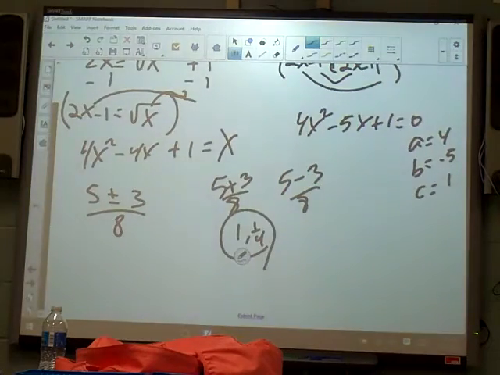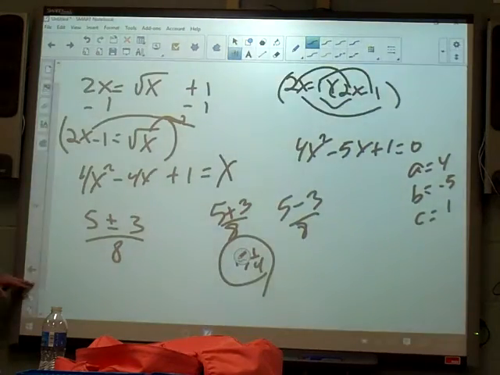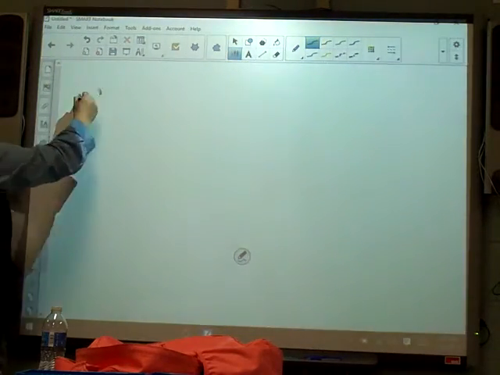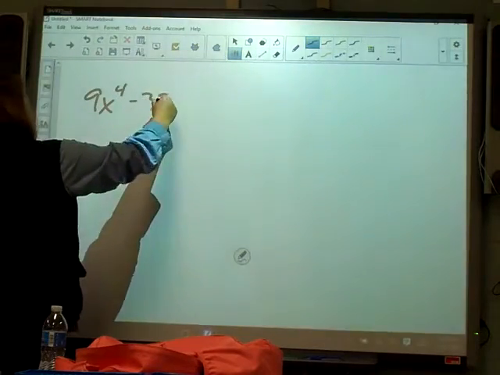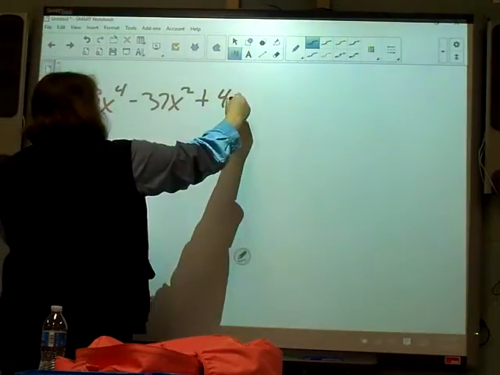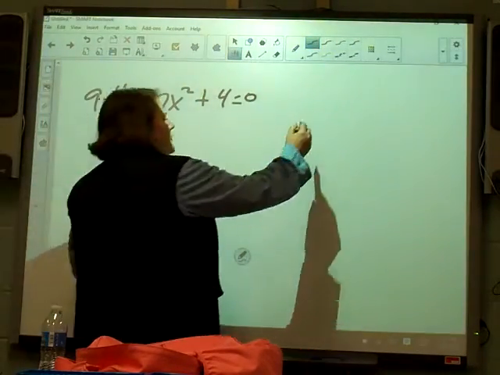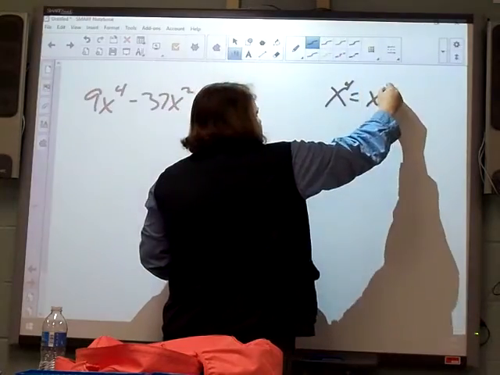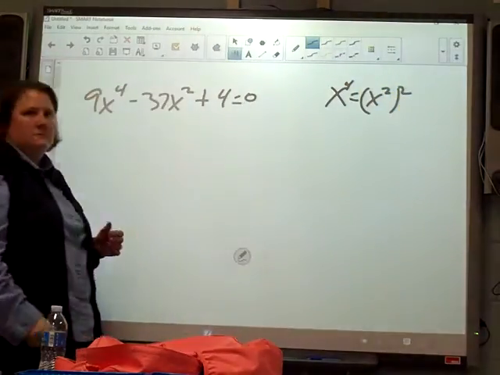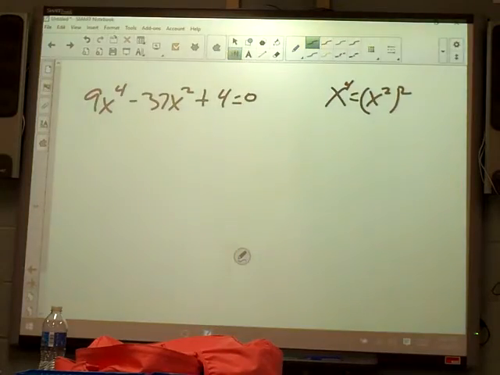All right, I want to show you this last one real quick. I've got 9x to the 4th minus 37x squared plus 4 is equal to 0. We did this a long time ago at the beginning of the year. What's changed is it's not a squared right now, it's a 4th. To use the quadratic formula, it's not called a quartic formula, it's called the quadratic formula, we have to know that x to the 4th is the same as x squared squared. Because 2 times 2 would get you a 4.